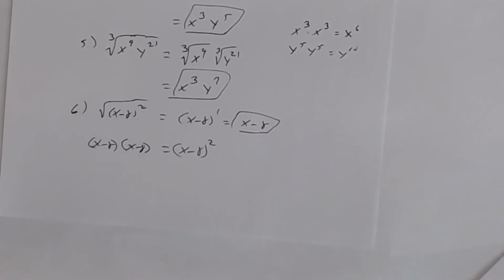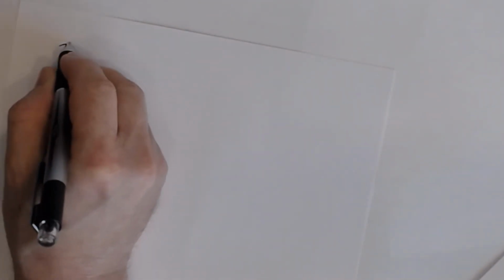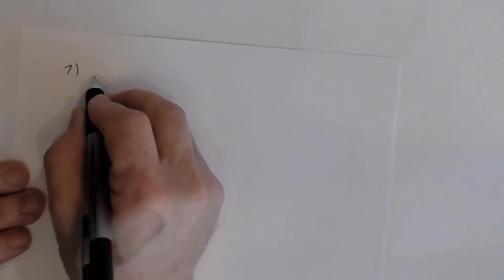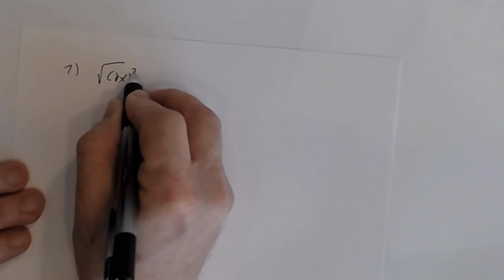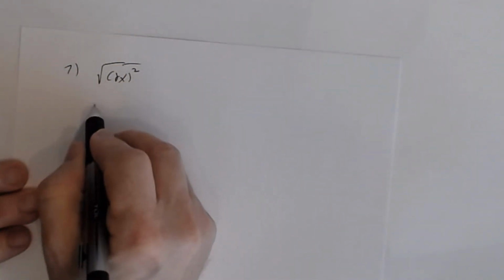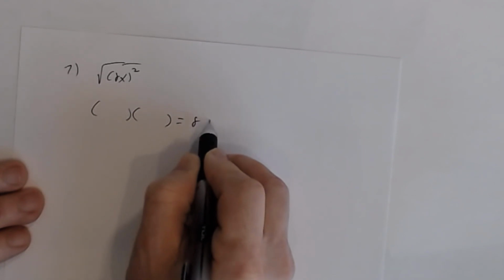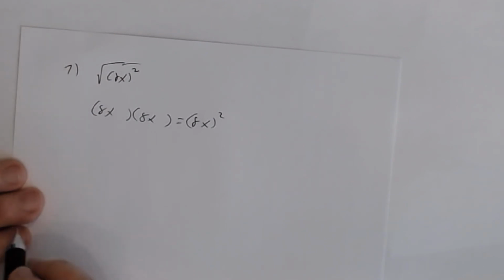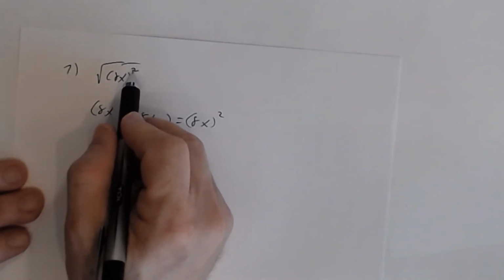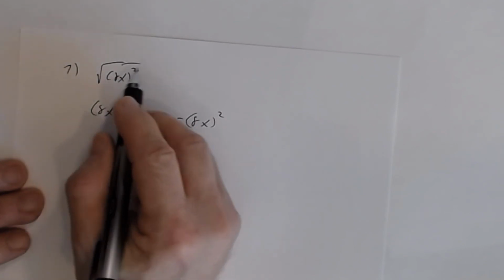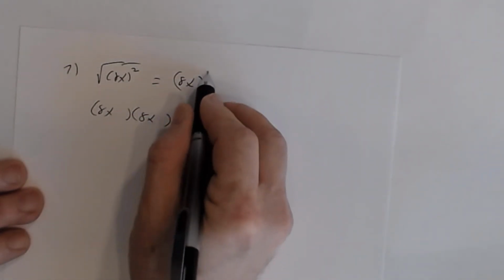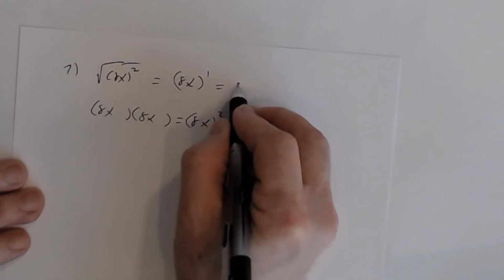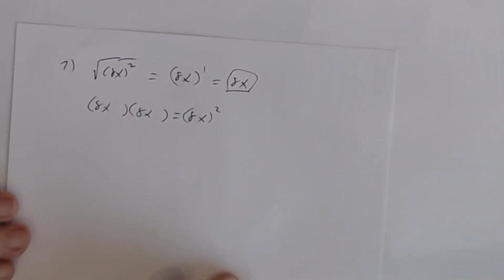Okay, number 7. Number 7, we have the square root of 8x squared, right? Let's think about it this way. What times itself is 8x squared? Well, 8x. 8x times 8x is 8x squared. But I can also think of it this way. 2 divided by 2 is 1. So that's 8x to the first, but 8x to the first is just 8x. So write your answer as 8x.